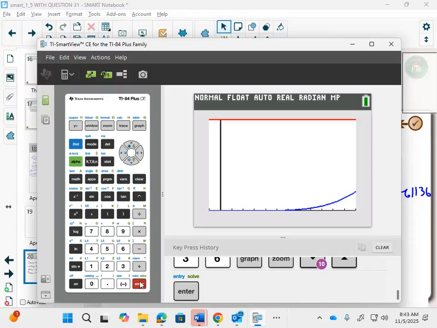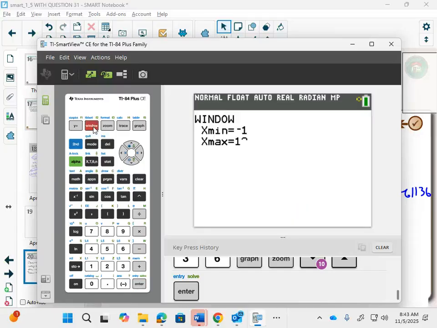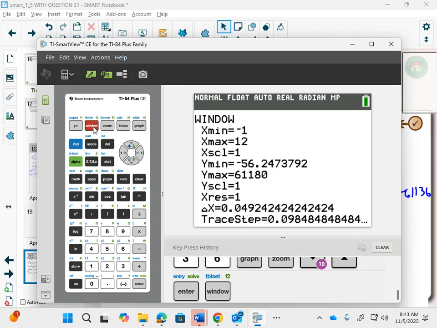Does it sort of look like, off to the left, the blue graph is starting to go up, and it might hit that red graph eventually? So now I'm going to go to my window button to make adjustments. What am I looking at right now? I'm looking at -1 to 12 for my x, and my y's are going from -56.24, very strategic, I guess, up to 61,180.